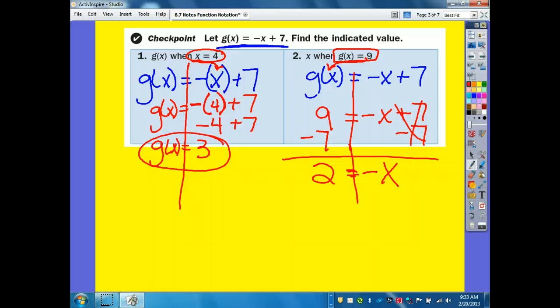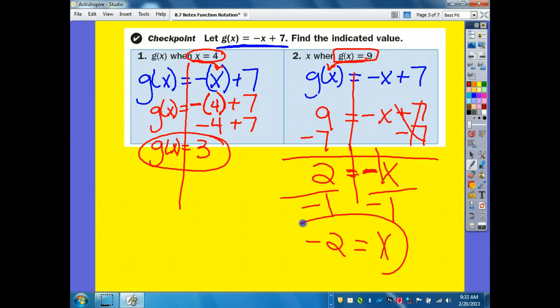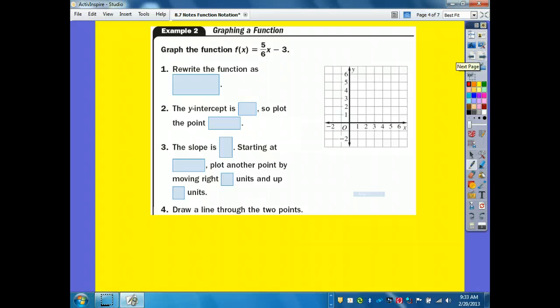What do I have to do, Alex? What do I do if it's a negative? I can't have a negative variable, so what do I do? Divide by what? Negative 1, because we have that assumed 1. Good memory. So x equals 2 or negative 2? Negative 2. Done. Pretty easy. Now we can take this into the graphing mode. I'm going to slide this over.